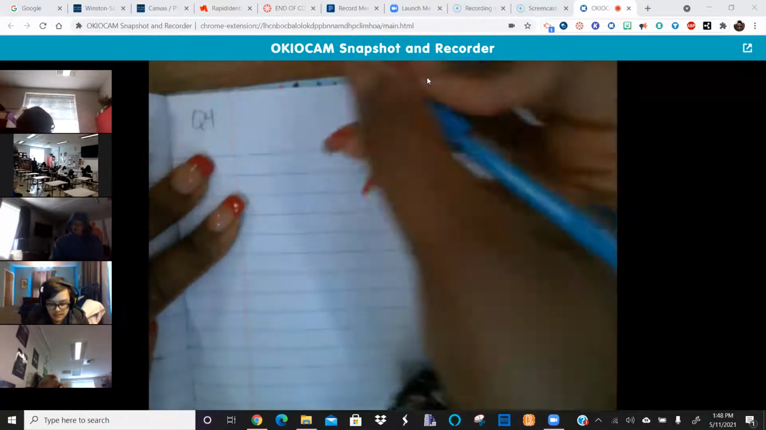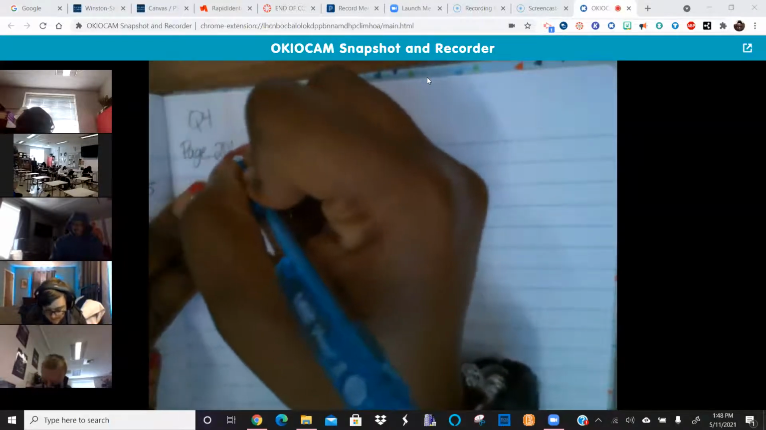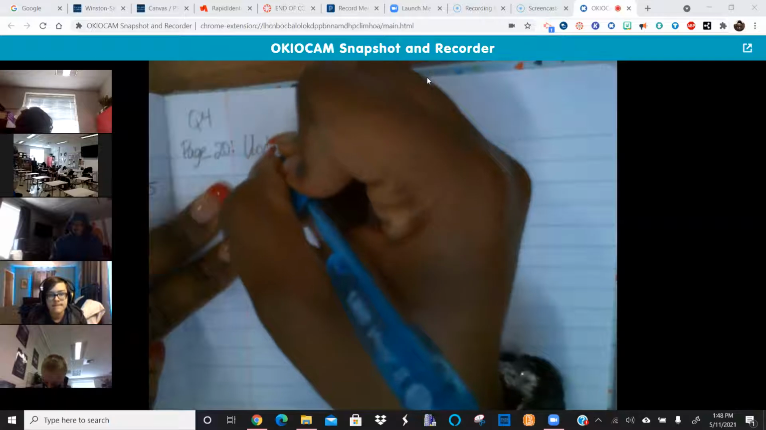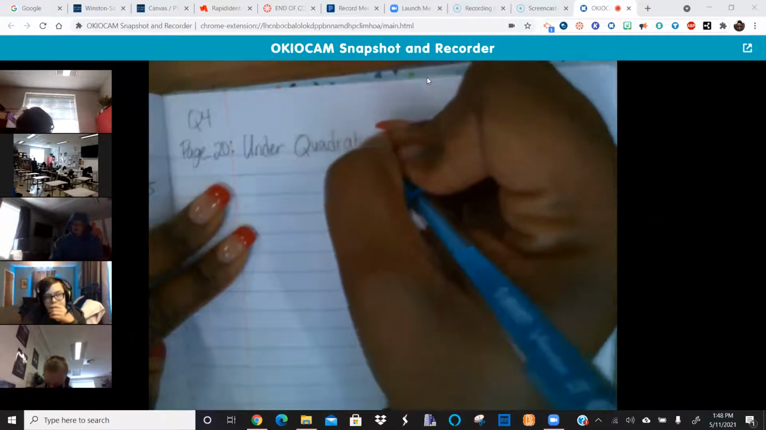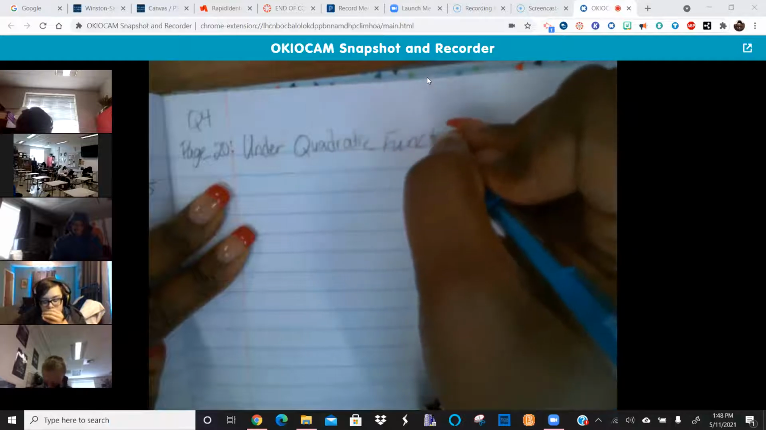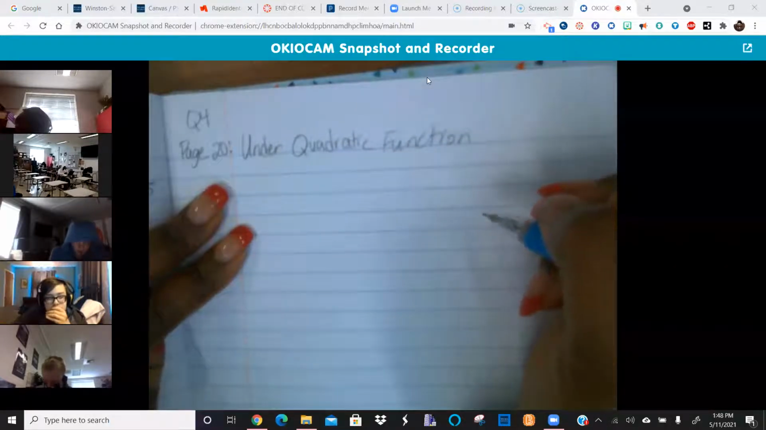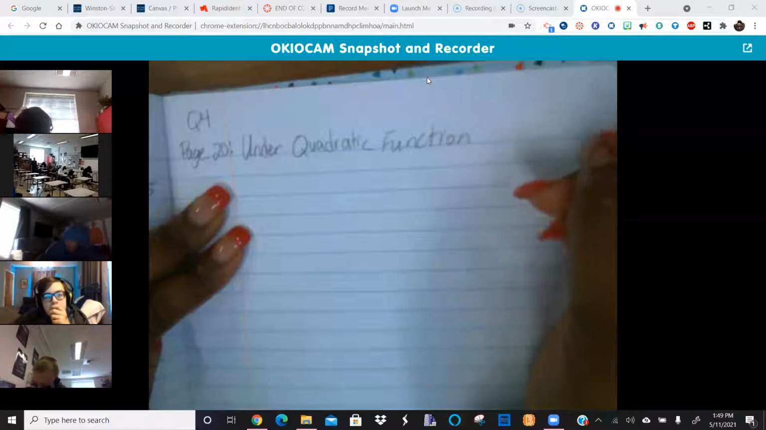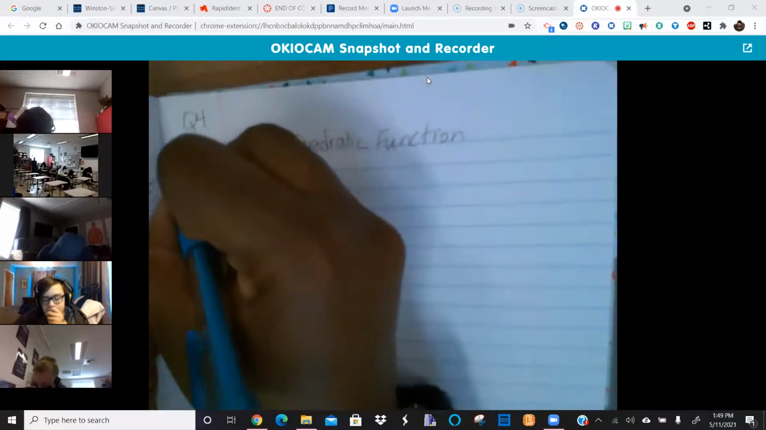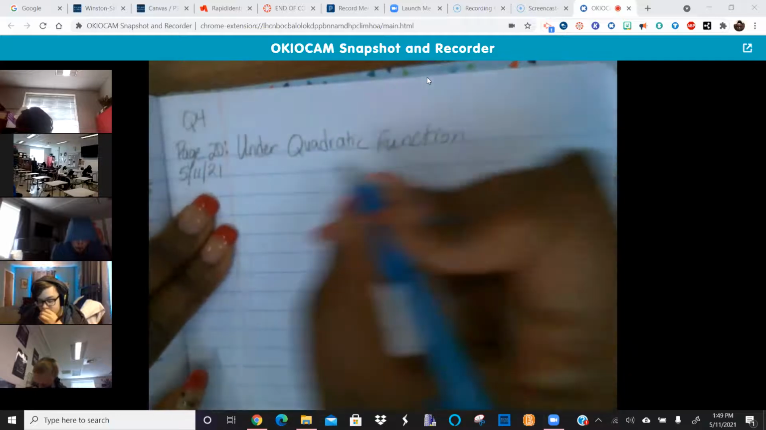All right, so we have Q4. This is page 20. Please bear with me. We're almost done. And this is understanding quadratics. I want to do it piece by piece. Please go back and read the notes that we did on quadratic functions before we started this unit. Guys, please read your notes, okay? It's super important. All right, so today is the 11th.